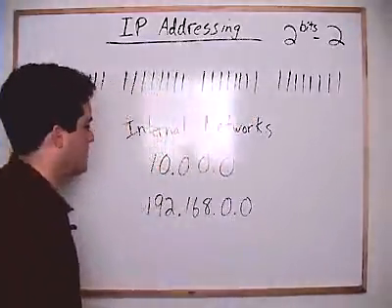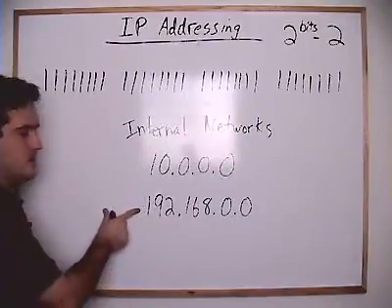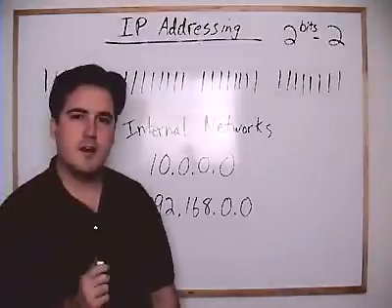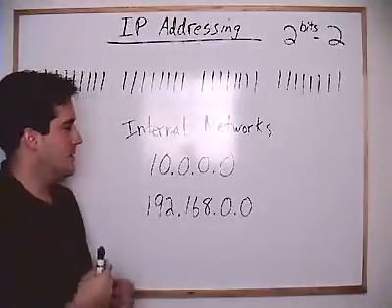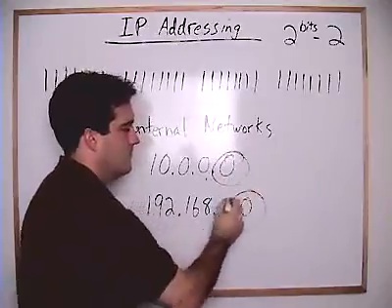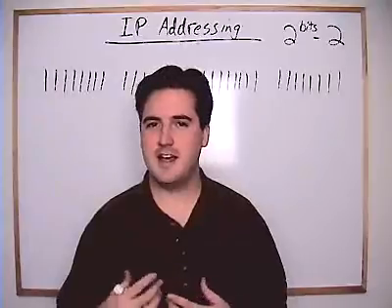So those internal networks are 10.0.0.0 and 192.168.0.0. Now the way you identify a network when you're talking about a network is by putting a 0 in the last octet.